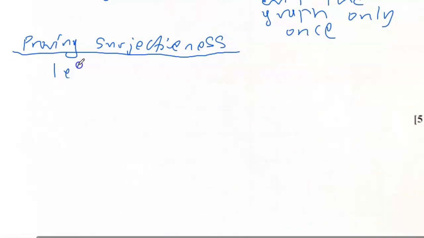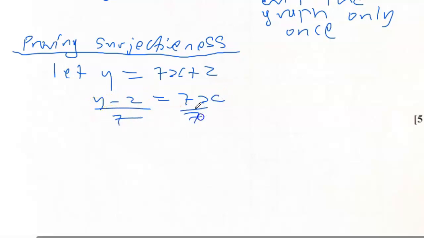So let y equal 7x plus 2, and we transpose for x. If I bring over the 2, I'll have y minus 2 equals 7x. Divide both sides by 7: x equals (y minus 2) over 7.